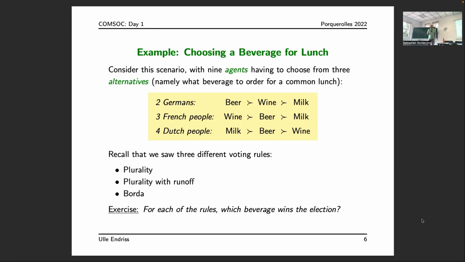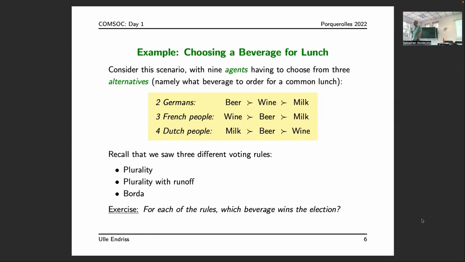Which drink, these are the alternatives, would win under the plurality rule? Any takers? Which one was the plurality? Was the first rule on my previous slide? No one? I made an example where there are no ties to make it easier. So plurality is not the French one. It's the simple one. It's just go for the one that gets the most top ranked choices. Milk, exactly. There are 4 people who want milk, only 3 people who want wine, only 2 people who want beer. So milk will win under plurality.